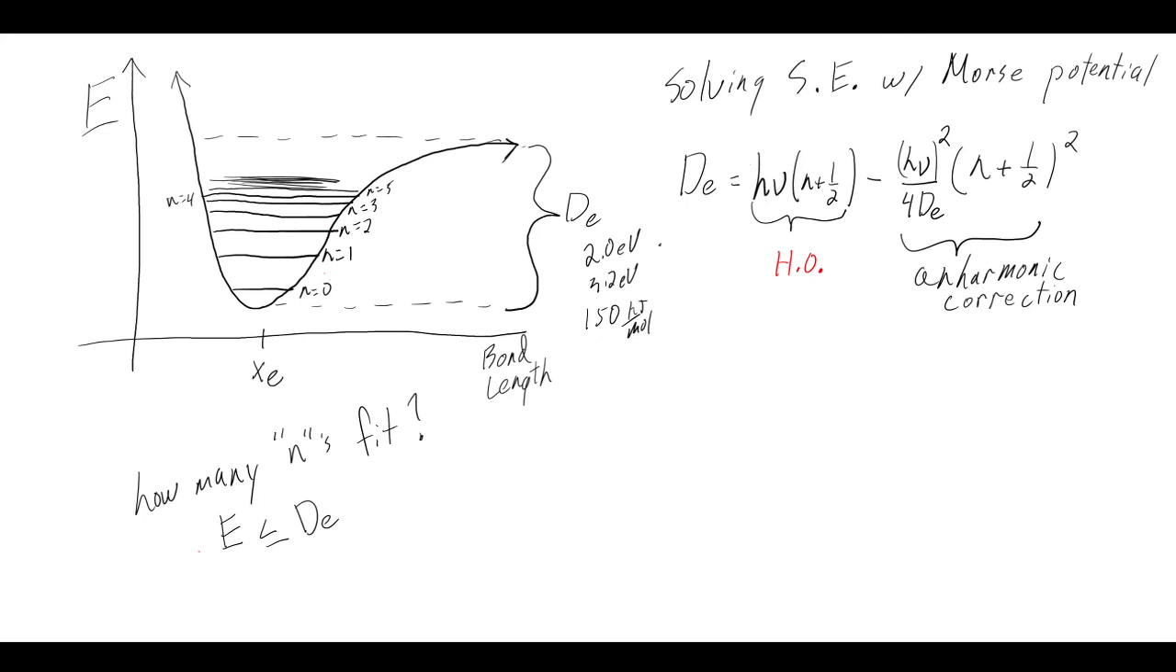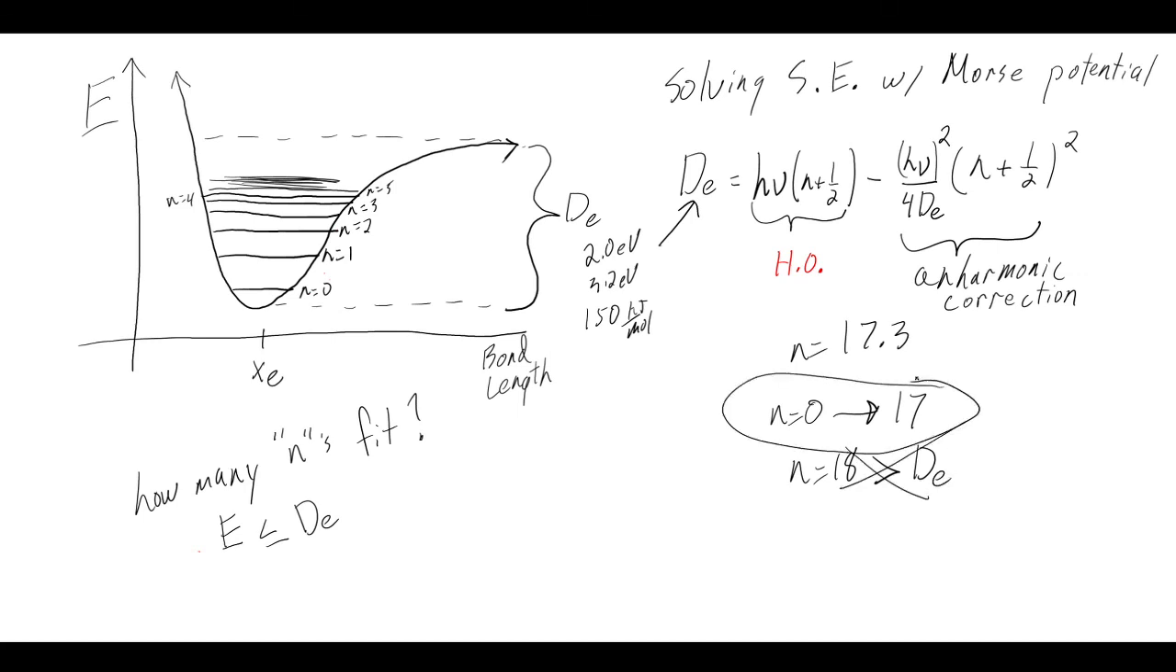But whatever that number is, plug it in here and solve for the n. And you might get an n like 17.3. That means n can vary from 0 to 17. And n of 18 would be greater than the dissociation energy and is not allowed. So for that particular dE, maybe this is the n you solve for, and now you know there are 17 of these vibrational levels for that given dissociation energy.